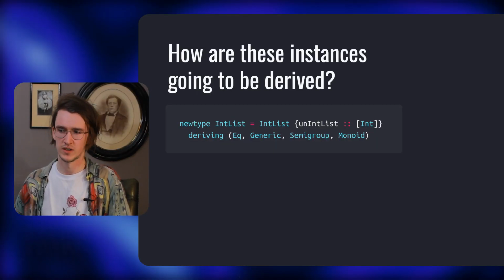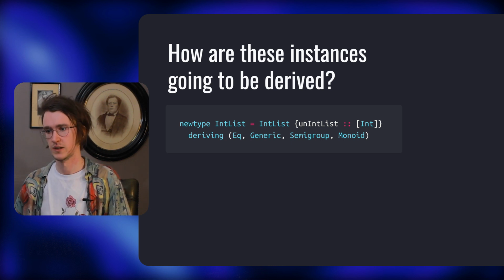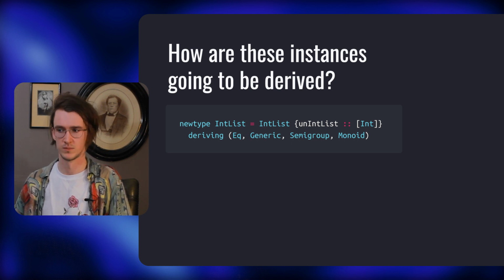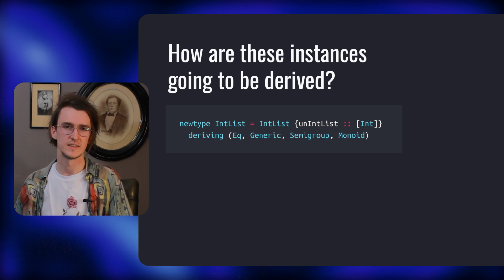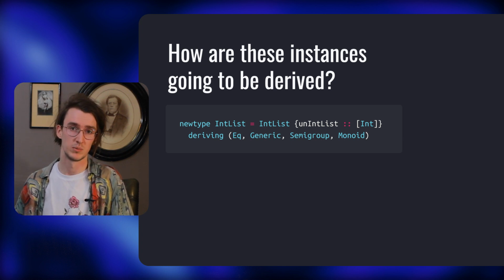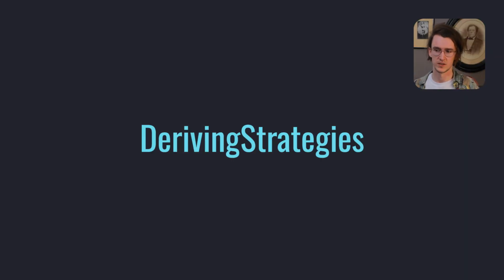In some situations, the same type class can be derived in multiple ways. When we use deriving, the compiler figures out how to generate the instances for us. How are these instances going to be derived? If the deriving strategy is not explicit, it's not instantly clear. The DerivingStrategies extension allows us to control how instances should be derived.